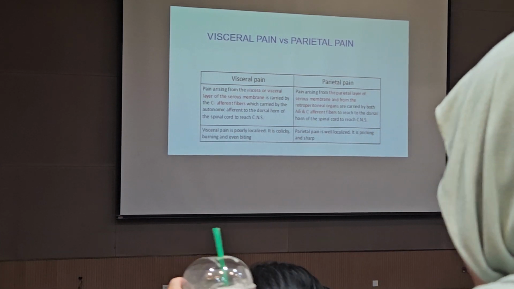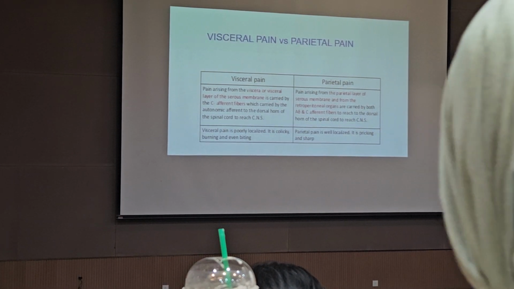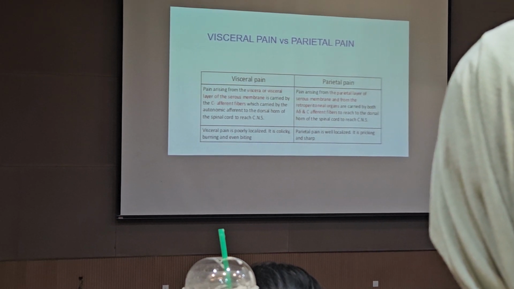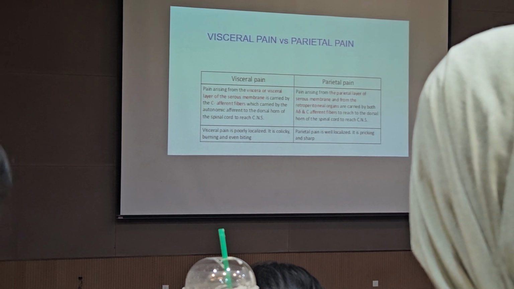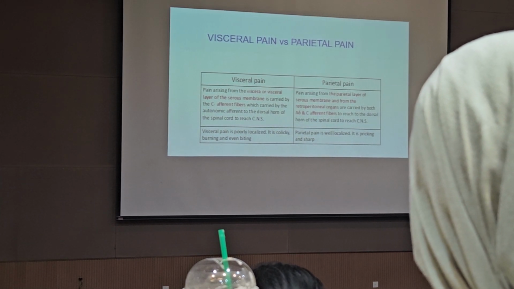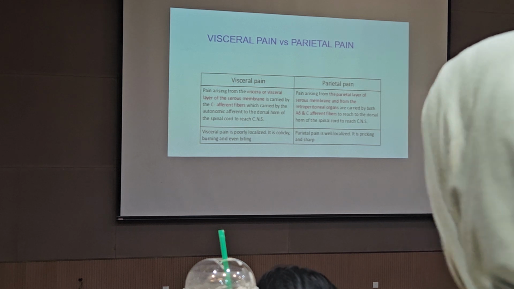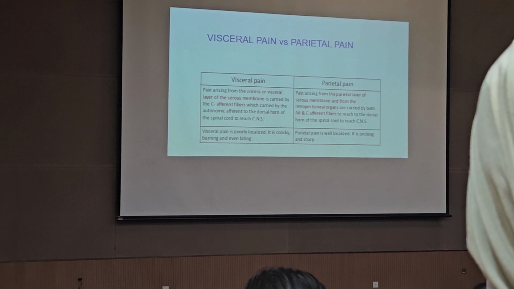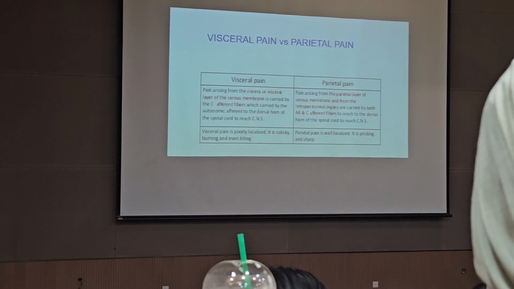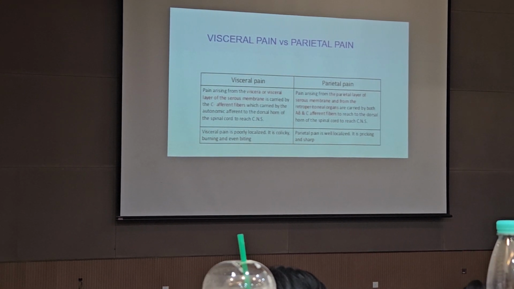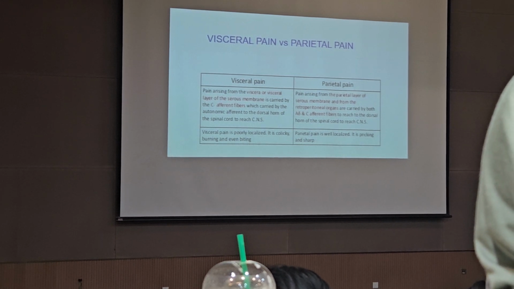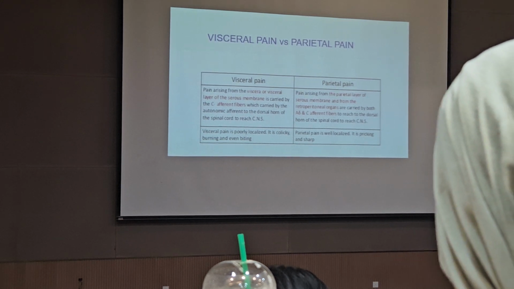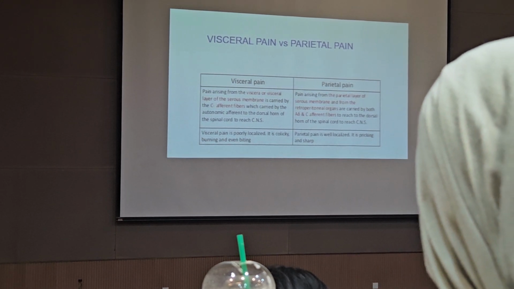So sensation, especially from the visceral structures, is carried by sympathetic and parasympathetic nerves. Then it synapses at the dorsal root ganglion of the spinal cord, and it will be carried along the lateral spinal column. So visceral pain is poorly localized, and it is a colicky type of pain, or burning pain, or even biting pain. Colicky pain, for example, is gallbladder pain, kidney pain, renal pain. If let's say there is a renal stone, it will be some kind of colicky pain. It's like constricting pain.